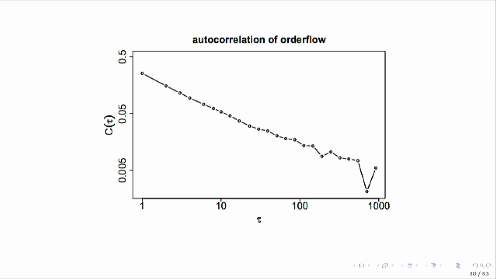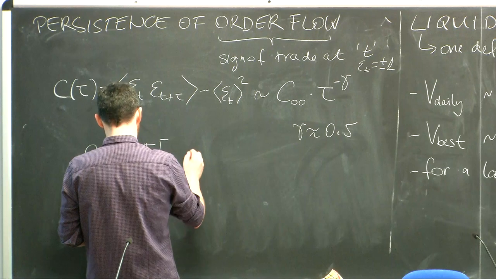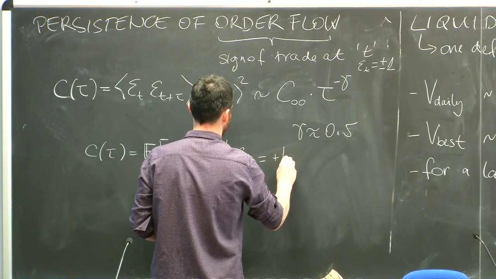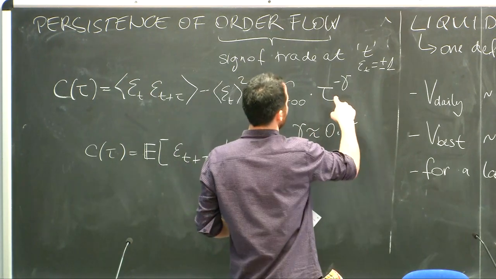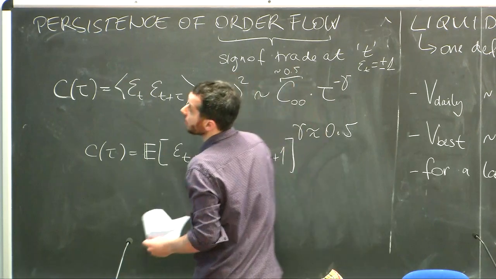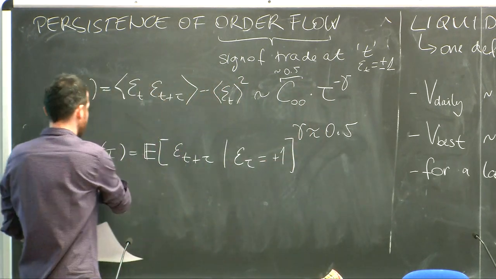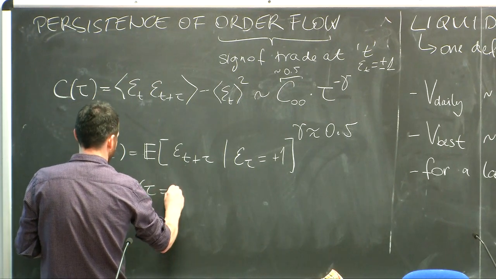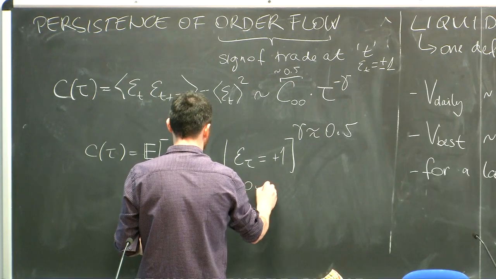Okay, what one can do is that actually the C tau can, of course, be written in the following way as well. What is the expectation of the sign at tau from now, given that now, let's say, I see plus one? So this can be written as a conditional expectation. And so this gamma is order 1/2, and this is similar order to 1/2. What this means is that if you calculate this expectation, even, let's say, C tau equals 10 to the 4, so 10,000 trades from now, this will be something quite low, but non-zero.